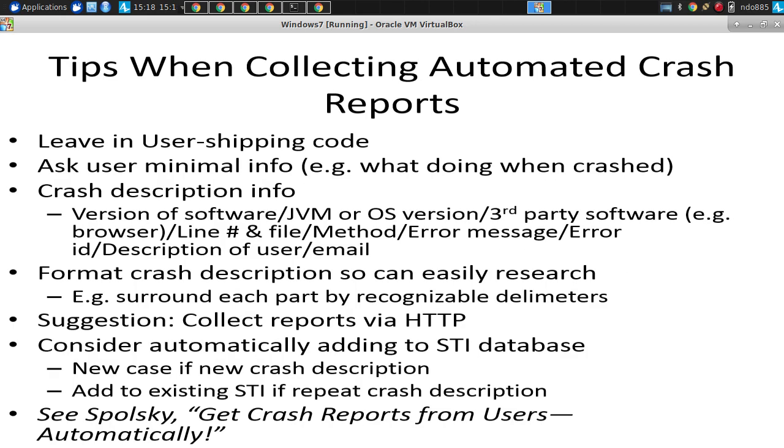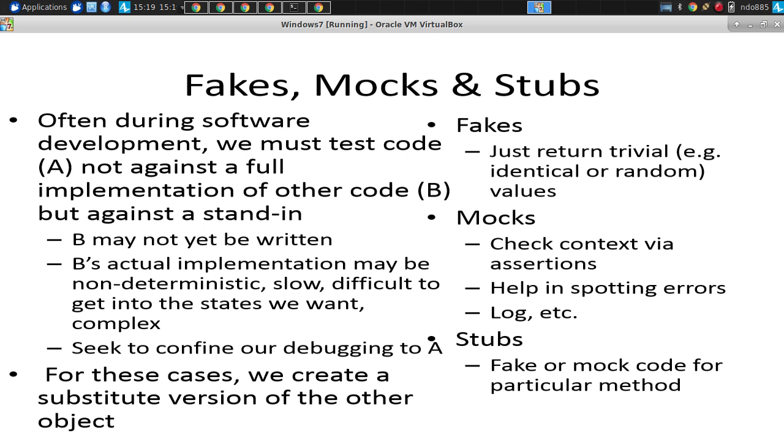So collecting automatic crash reports is really useful. If you're going to do that, you want certain information there: the version of the software, the builds associated with that, the JVM or OS version, and if it's third-party software like a browser, that too. The line number in the file, the error message, and ideally a complete log about what's going on. If you're doing Android development, there are some really nice tools for getting system logs on an ongoing basis. You can go into the ADB, Android Debug Bridge, and say, show me log messages being produced live, and you can look through them. Okay.